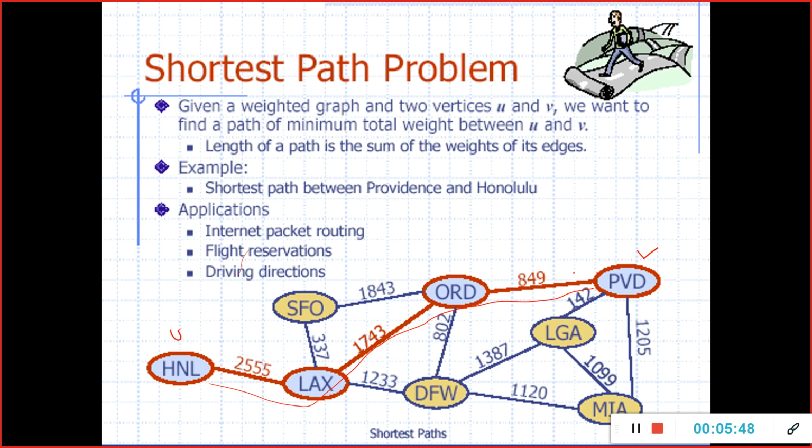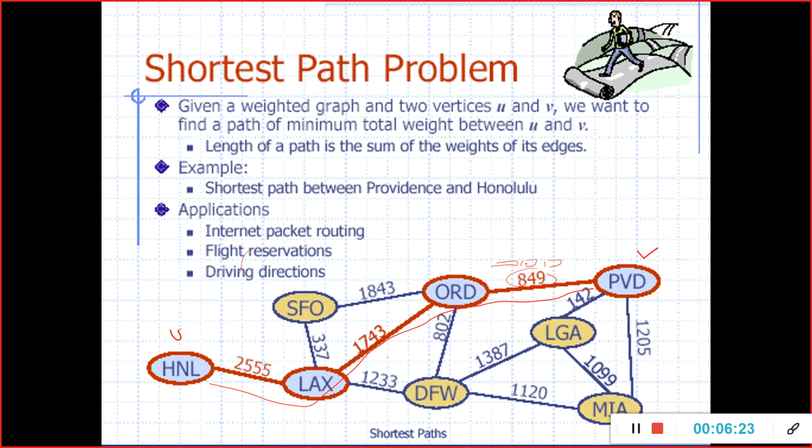The simplest way is based on the number of hops or distance. But in more advanced routing theory, if there is a congested link, let's say Oregon to Providence is 849 miles, but there is a traffic jam, some routing theory will choose the fastest time, not the shortest distance.